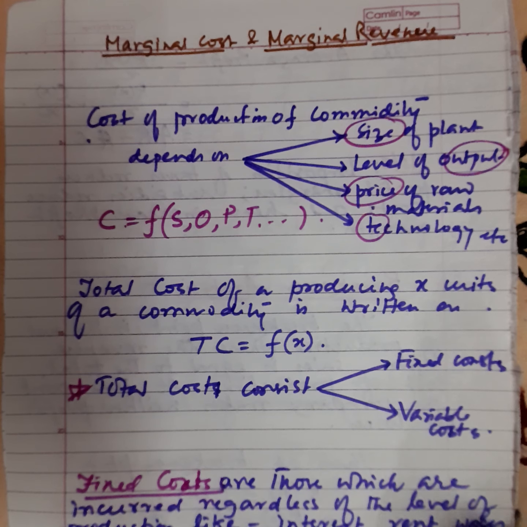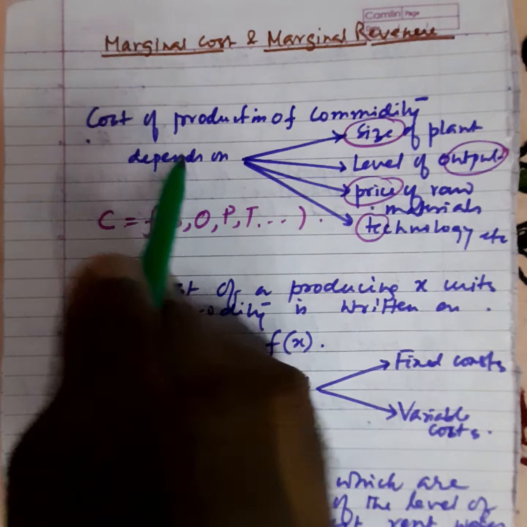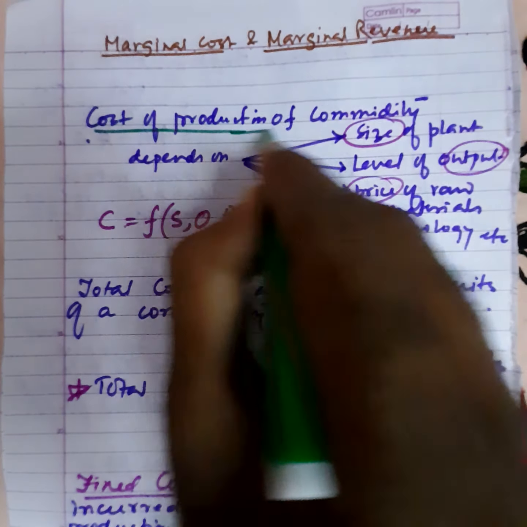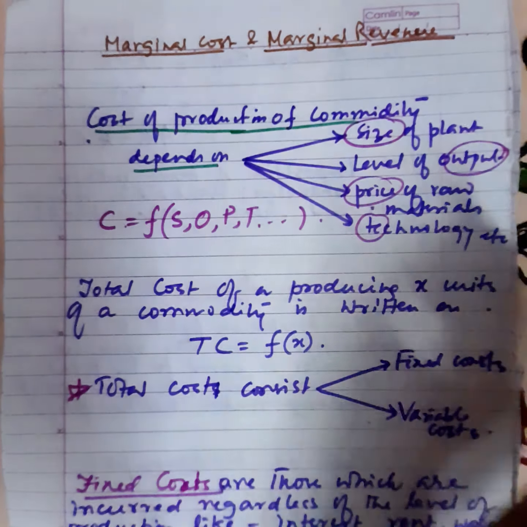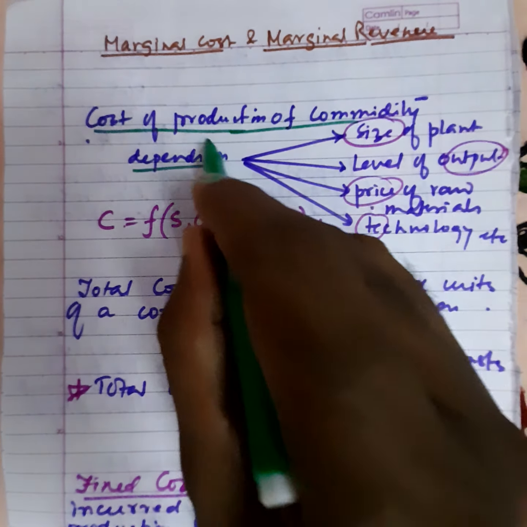So before discussing marginal cost and marginal revenue, we need to know some basic concepts related to these chapters. The cost of production. What is the cost of production? This cost of production of a commodity depends on what?